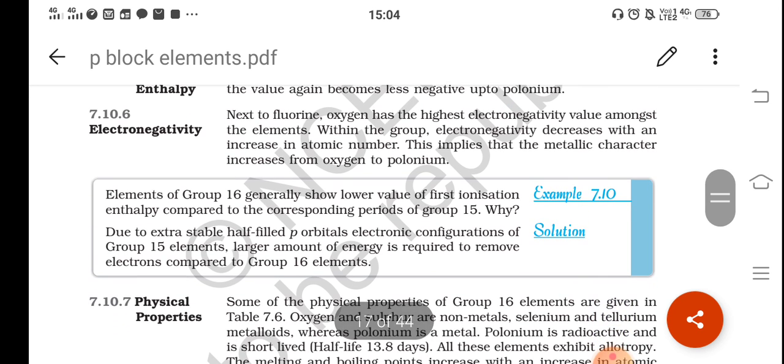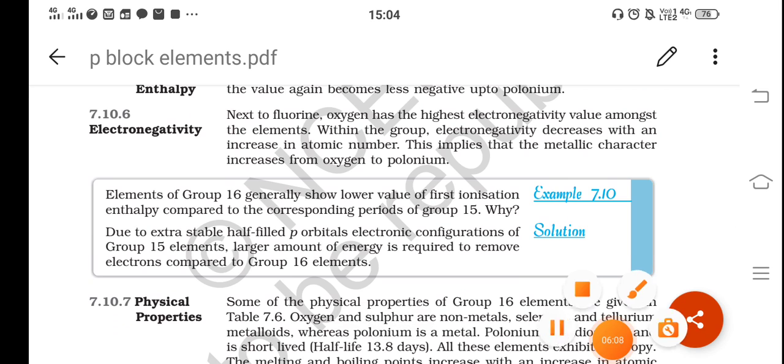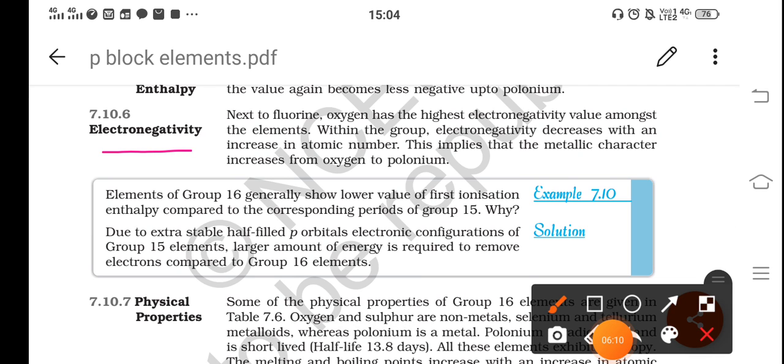Coming to electronegativity, it follows the simple trend that down the group, electronegativity decreases due to increase in size, and oxygen is the most electronegative element of this group. After fluorine, oxygen is the second most electronegative atom. Down the group, electronegativity decreases. That's why metallic character increases down the group.